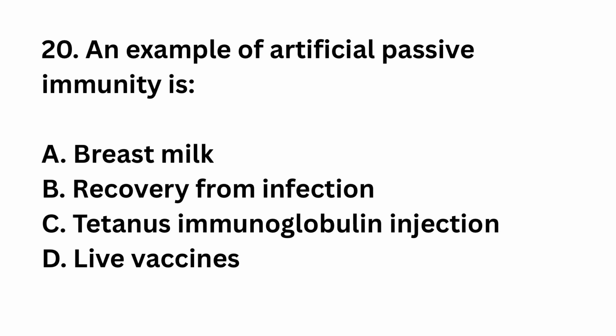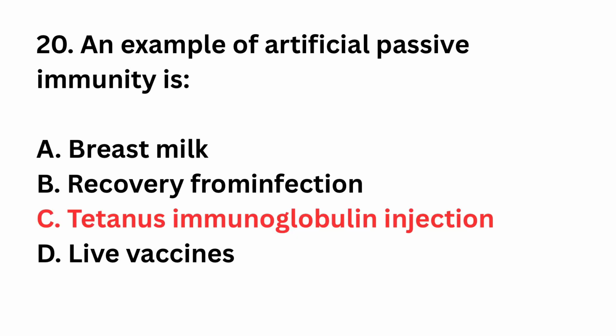Question number 20. An example of artificial passive immunity is breast milk, recovery from infection, tetanus immunoglobulin injection, live vaccines. The right answer is option C, tetanus immunoglobulin injection. Ready-made antibodies give immediate but temporary protection. There is no memory formation.